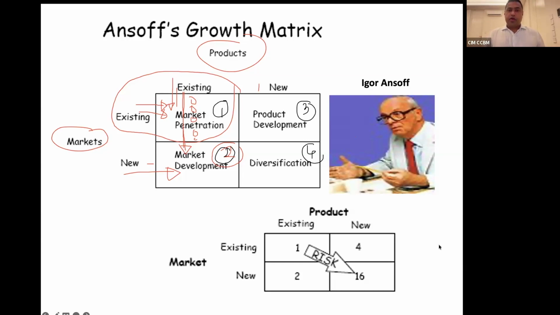Okay. So product development, can you please type some ideas here? What are the new products? Product development strategy is existing markets, new products. Can you please type some new products we can launch? So one is CIMA. What are the other new products we can launch? Can you please type?